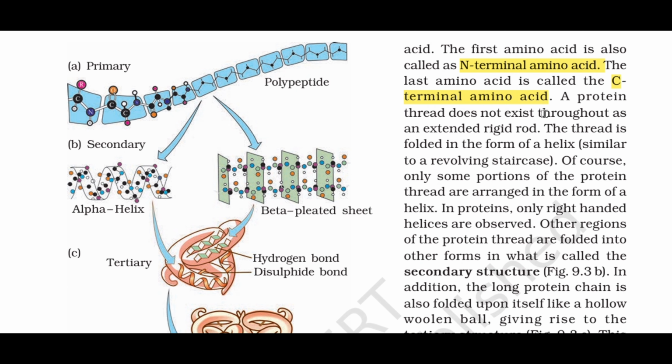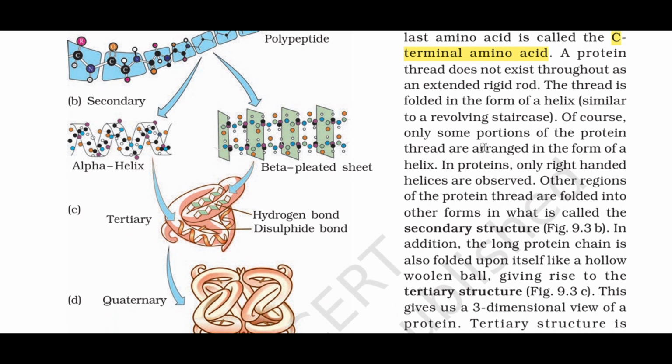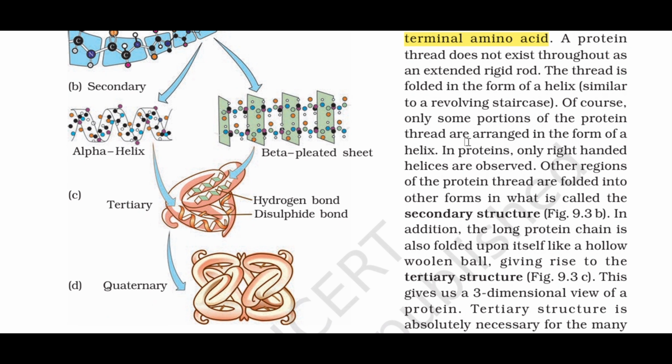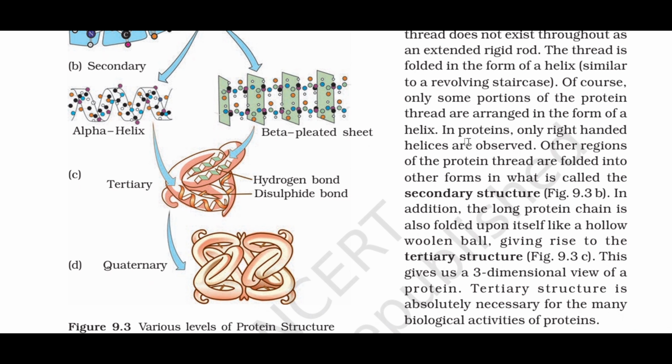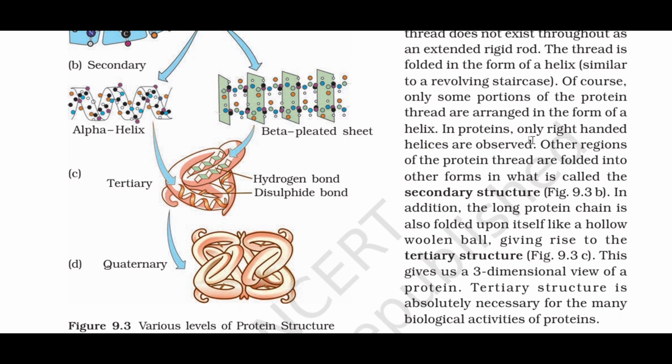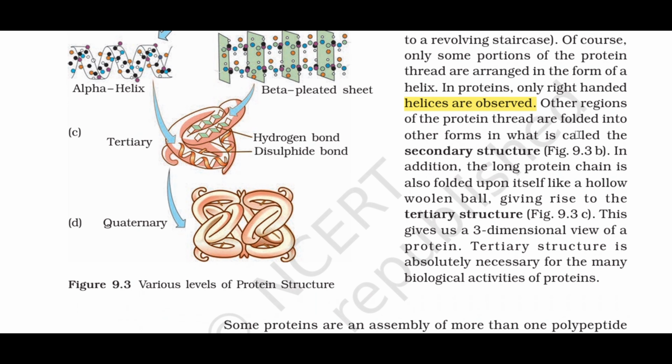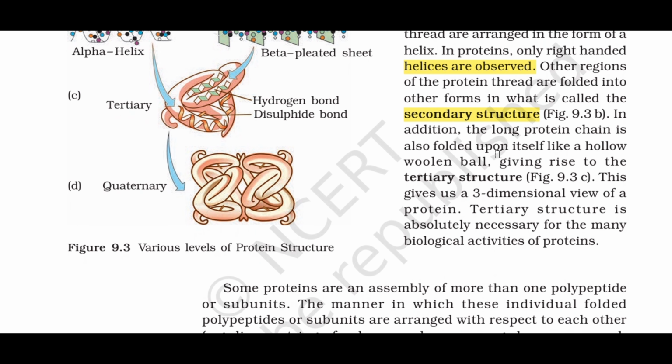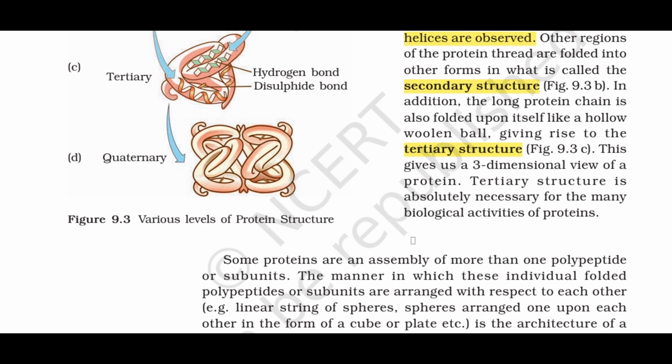A protein thread does not exist throughout as an extended rigid rod. The thread is folded in the form of a helix, similar to a revolving staircase. Of course, only some portions of the protein thread are arranged in the form of a helix. In proteins, only right-handed helices are observed. Other regions of the protein thread are folded into other forms in what is called the secondary structure, Fig. 9.3b. In addition, the long protein chain is also folded upon itself like a hollow woolen ball, giving rise to the tertiary structure, Fig. 9.3c. This gives us a three-dimensional view of a protein.